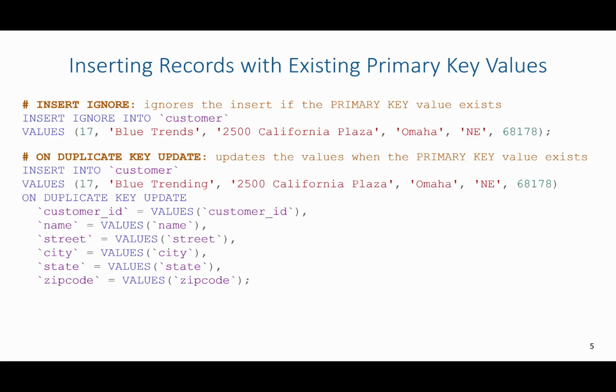Additionally, if we wanted to change values of an existing record based on a primary key that already exists, we can say, right after we do the whole insert statement, on duplicate key update, and then say all the columns that we want to update. So customer ID would then equal the values of whatever was provided for the customer ID, and then the name equals whatever the values are for the name, and so on for all the values. So I'm going to go ahead and run both of these queries to show you what happens.